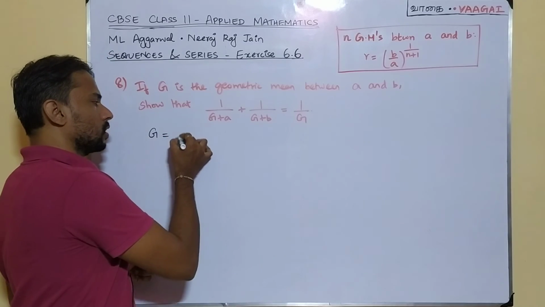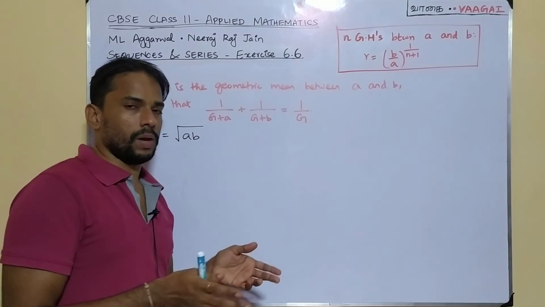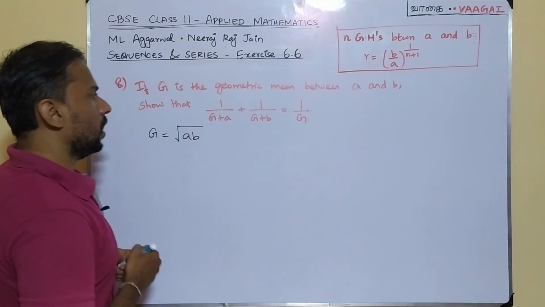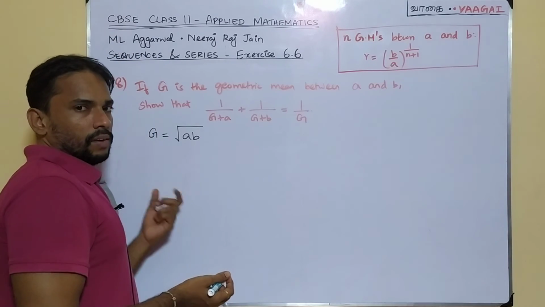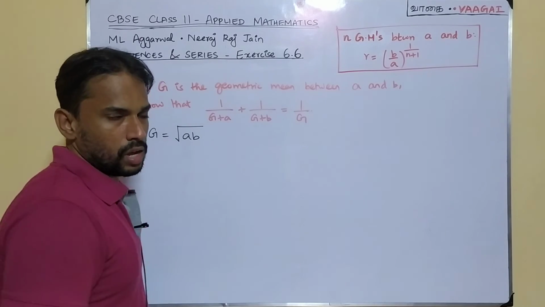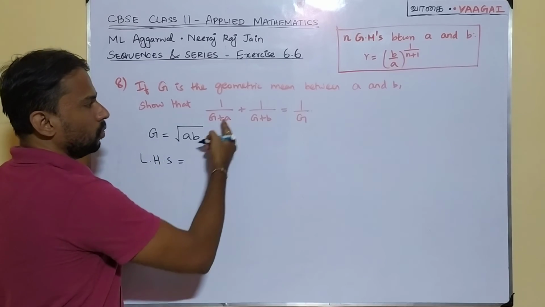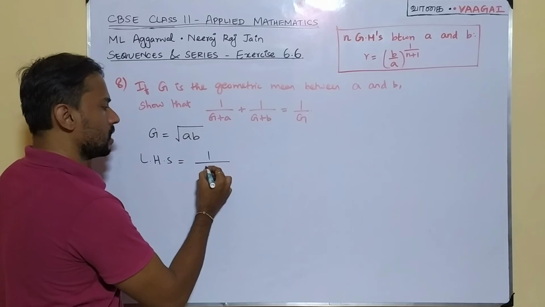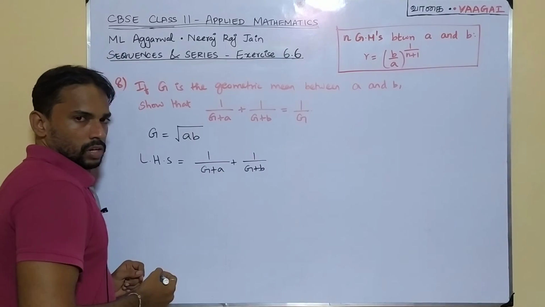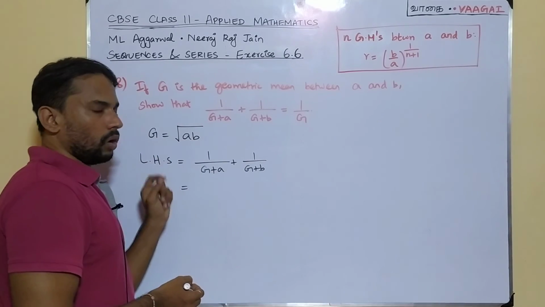So G can be expressed as G is equal to nothing but root of AB. That's it. So if G is equal to root of AB, then we have to prove this given statement. Very simple. As usual, let us start from the LHS, simplify it, and try to get the RHS. This is going to be our objective. So LHS is equal to 1 by (G plus A) plus 1 by (G plus B). Let's carefully substitute the value of G here. You know G is root of AB.